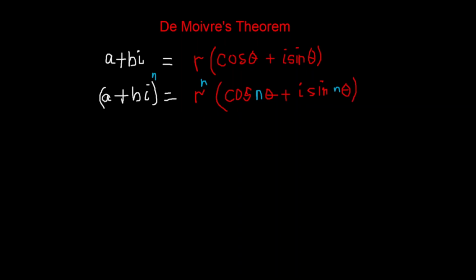So if we raise a complex number to the power n, de Moivre's theorem states that we can convert it to polar form, and it will be the radius to the power n, and we are multiplying all of the thetas by n. So cosine n times theta plus i sine of n times theta.